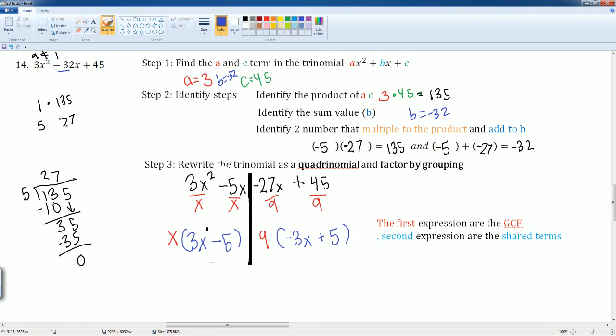Does that work? No, because the shared term has to be the same. Notice that the signs are opposite. So what we actually had to pull out was a negative 9. Because if we factor out a negative 9, this would be a positive 3x, and this would be a negative 5. I wanted to show you that step. Great job, because notice that the shared terms are the same. They have to be the same. It's shared. So that's your 3x minus 5, and the first term is the GCF, x minus 9. And there you go. That is 14.